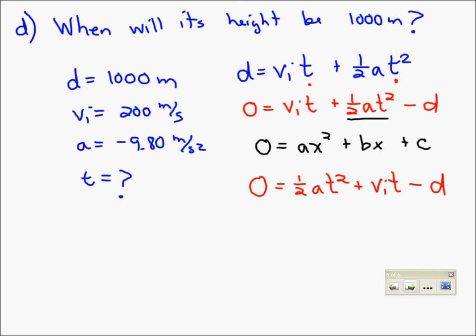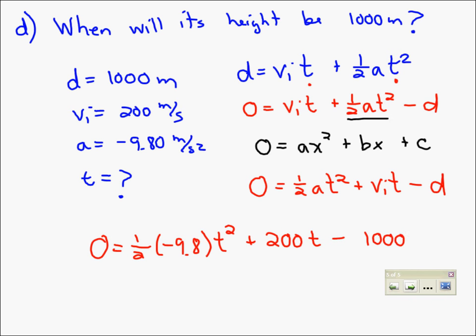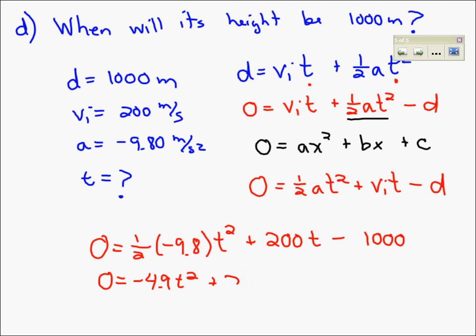Now let's plug in our numbers. So 0 equals 1/2 times negative 9.8. Here I am going to leave out units just to simplify the look of it, plus 200 meters per second times t minus 1,000 meters. Think about what 1/2 and negative 9.8 will give you as a product. So now we have negative 4.9 t squared plus 200 t minus 1,000. Negative 4.9 is your a, b is your 200, and c is negative 1,000.